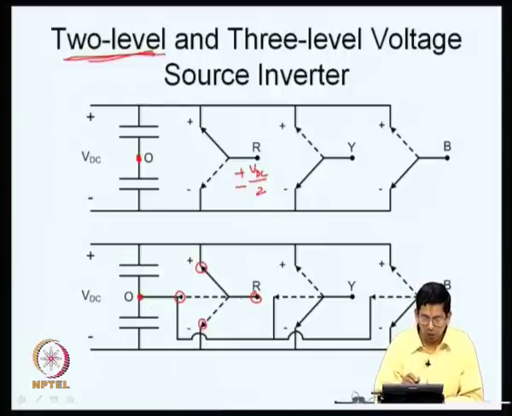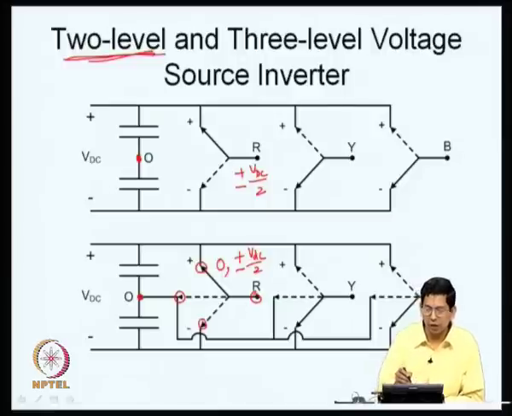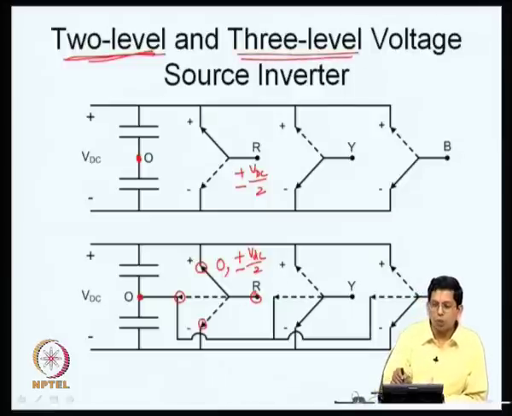So, now what you have is a single pole triple throw switch, and VRO here, if the top is connected, can be plus VDC by 2. If R is connected to the bottom throw, it can be minus VDC by 2 as before. If R is connected to the middle throw, it can simply be 0. So, VRO can take 3 values now, namely plus VDC by 2 or minus VDC by 2 as in the previous 2-level inverter, and also 0. So, it can take 3 different voltage levels, and therefore, we call this a 3 level voltage source inverter.